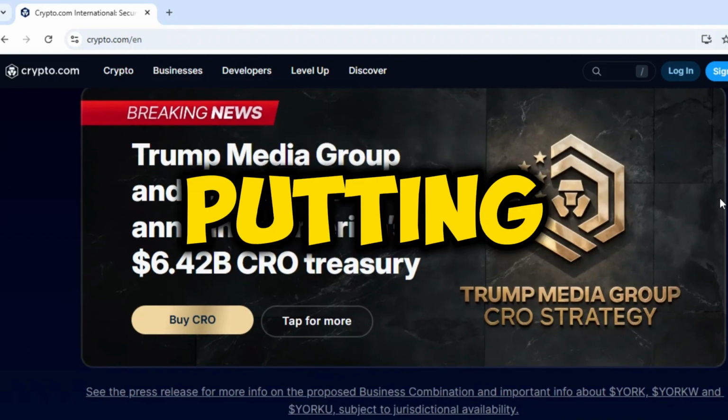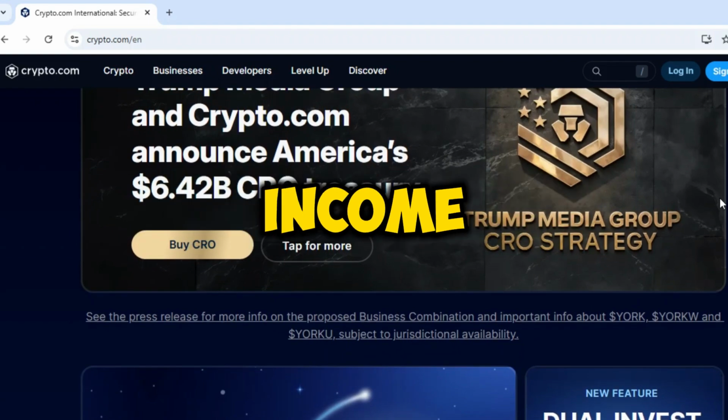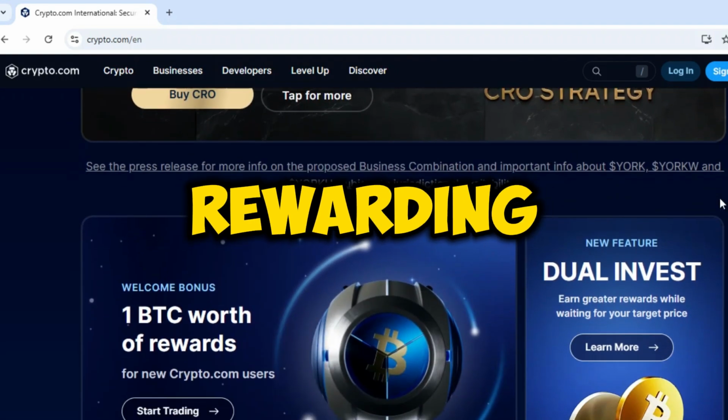And just like that, you're putting your crypto assets to work generating passive income. Providing liquidity is an advanced but rewarding DeFi strategy.